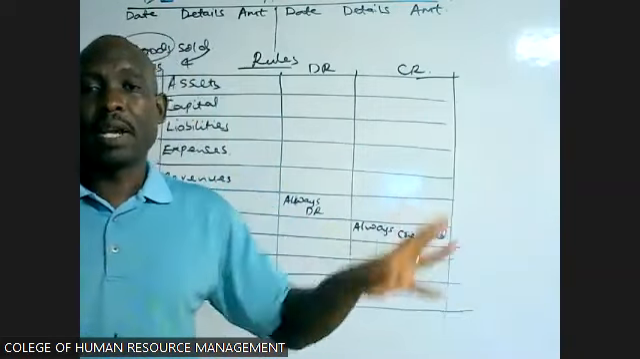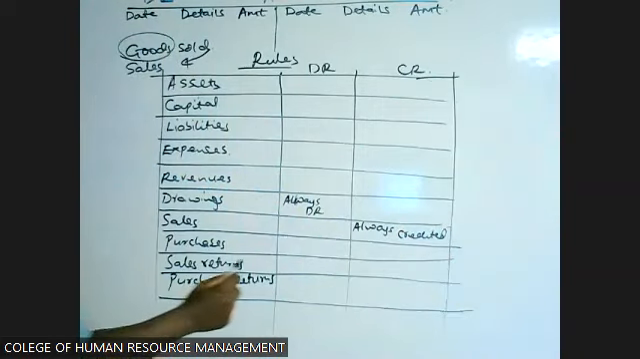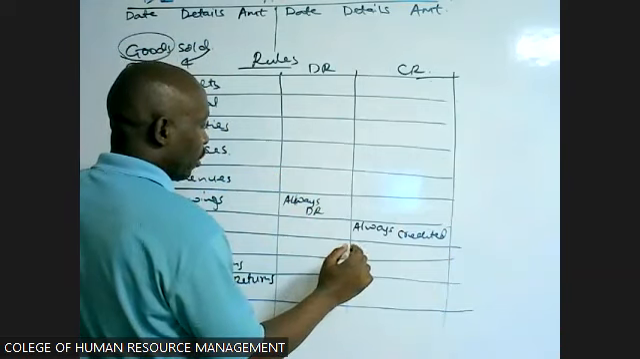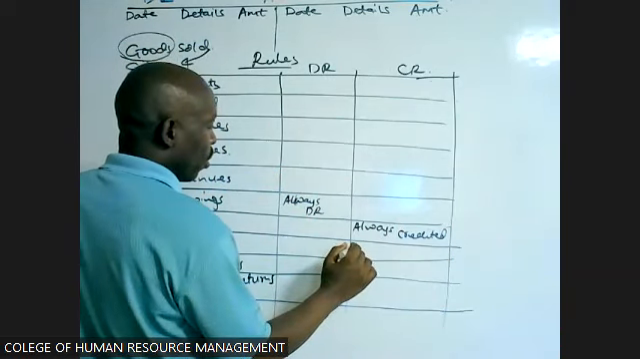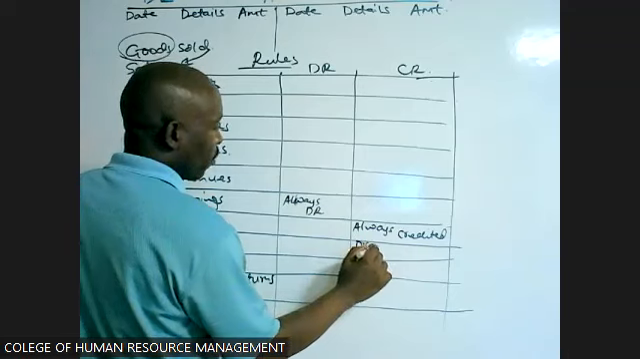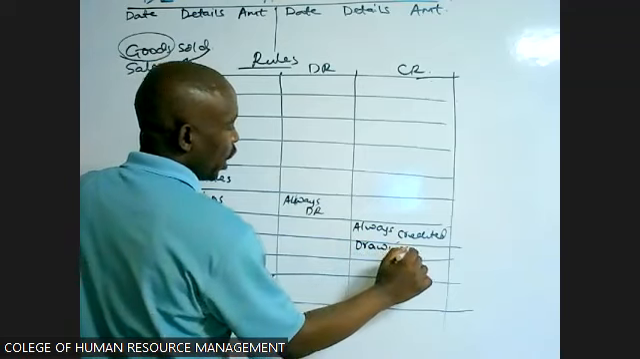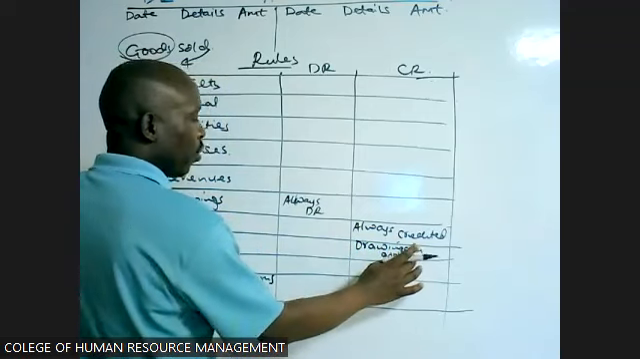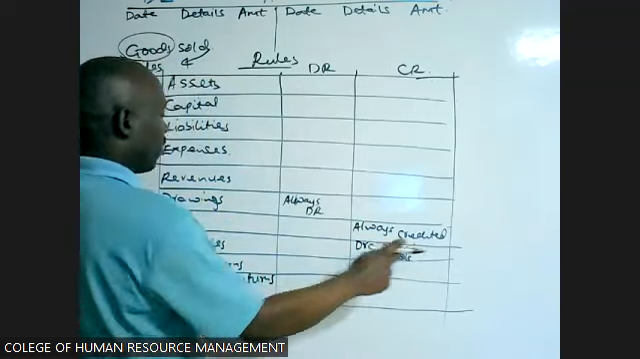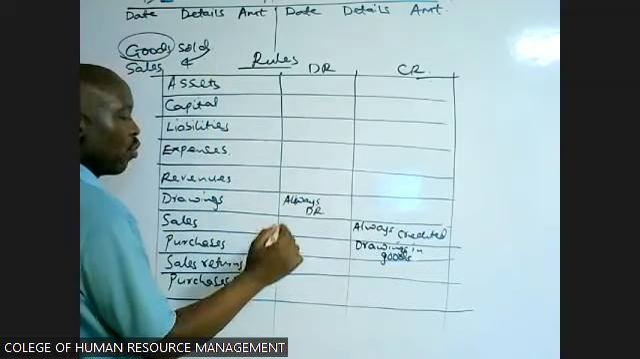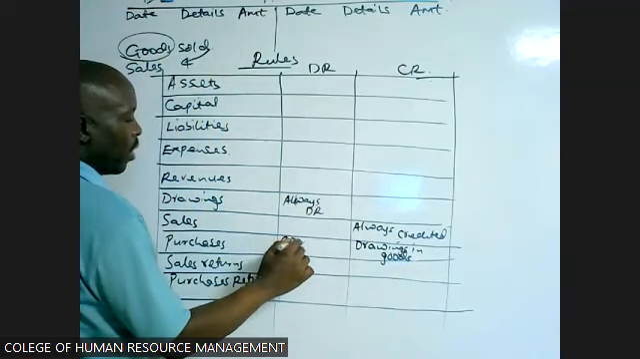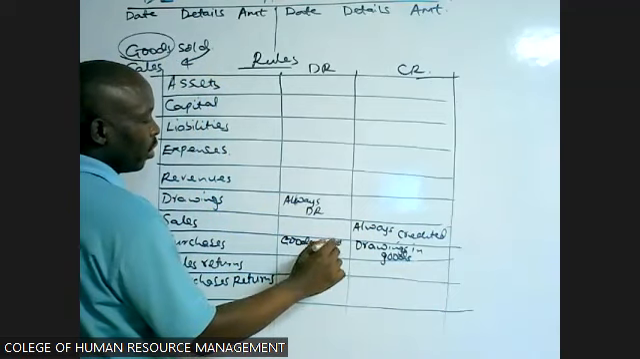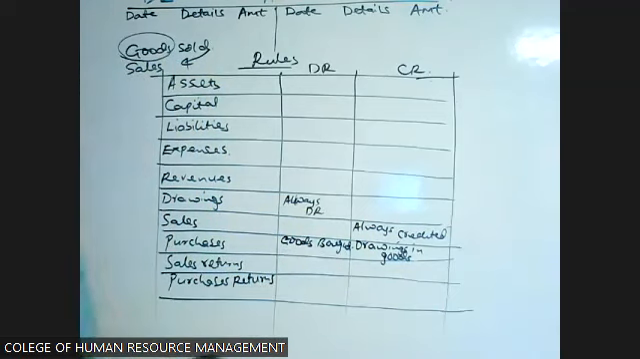So purchases will be credited when we have got drawings in goods. When we have drawings in goods, we are going to credit purchases. But now, when you buy them, when we have got goods bought, they are normally debited in the purchases account.